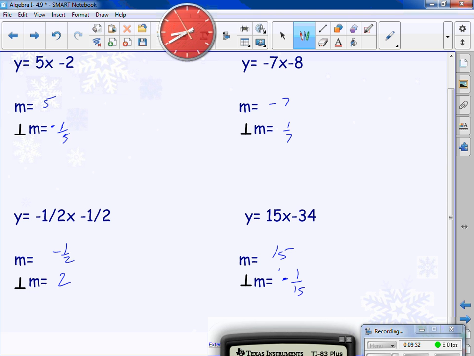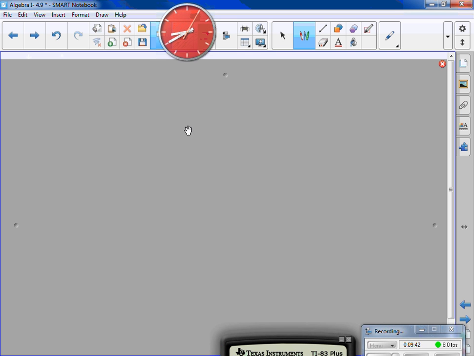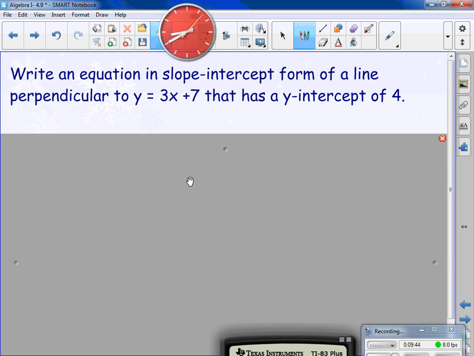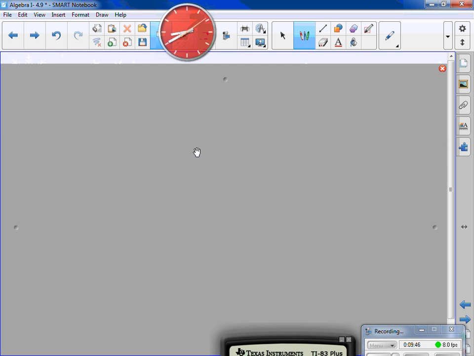Do you understand the difference between parallel and perpendicular algebraically? Algebraically, parallel means they're identical slopes. Perpendicular, it's opposite reciprocals. It's usually going to ask for one or the other. Let me see what I have.